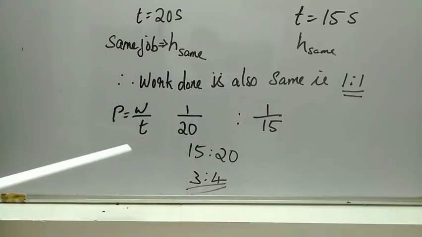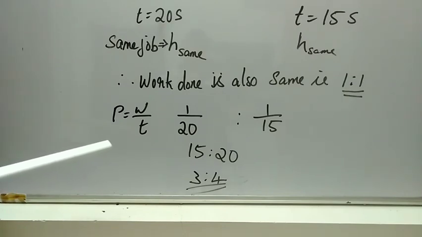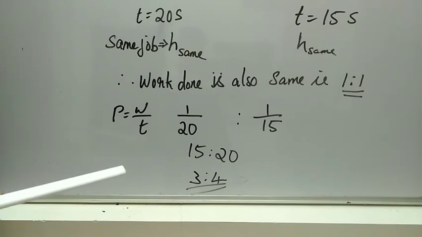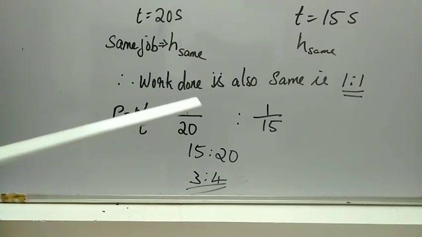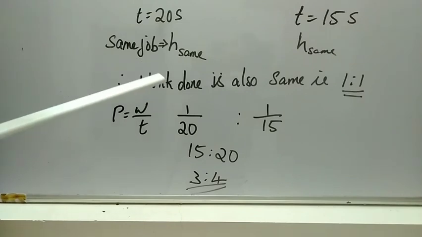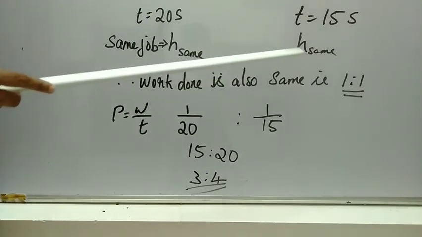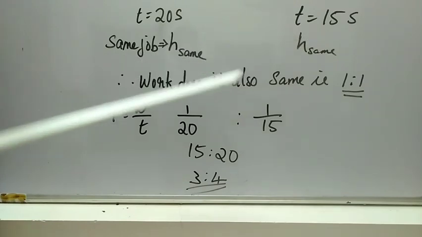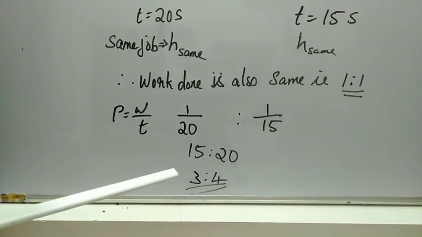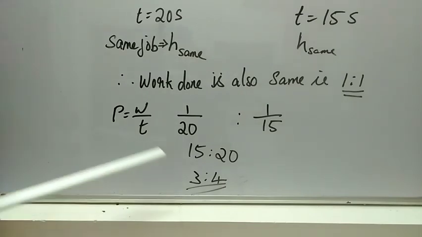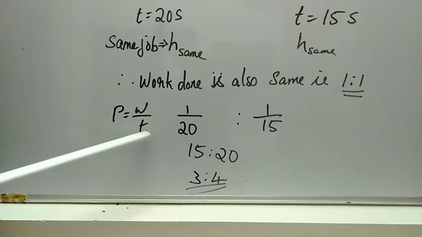Now we have to calculate the power. Both will have different power because the first girl took 20 seconds but the second one took only 15 seconds. So from that itself it is clear who will be doing the work faster, because the second girl completed the work within 15 seconds. So obviously the second girl will have more power. So we are asked to compare their power. Power is equal to work done by time.